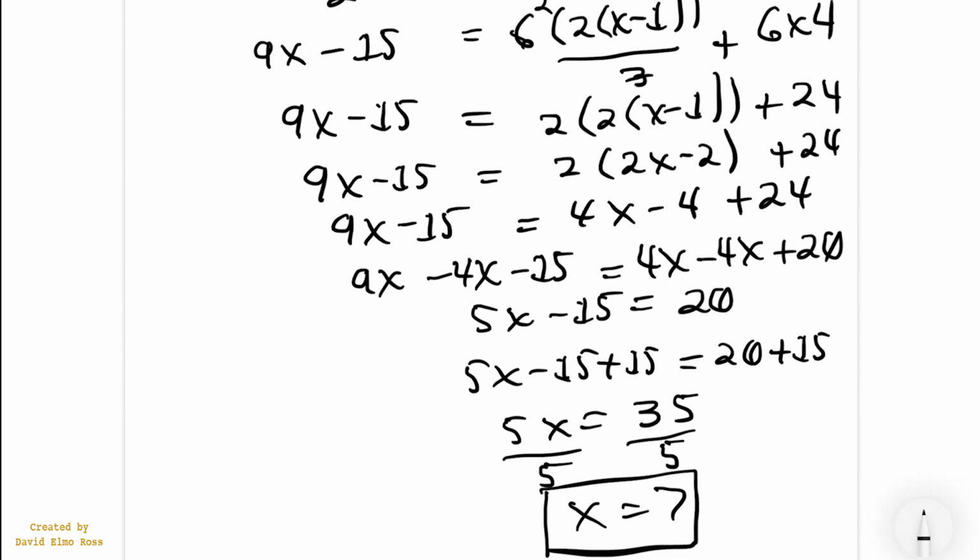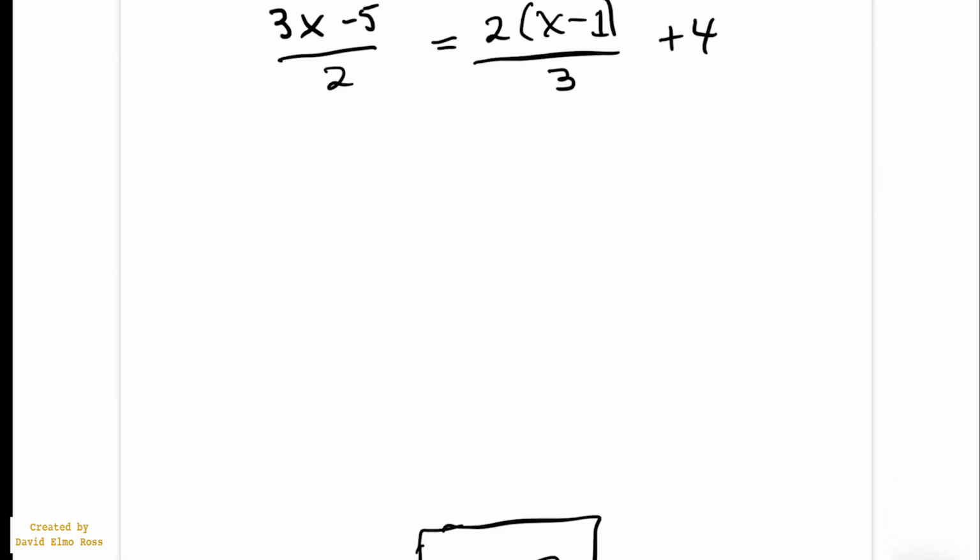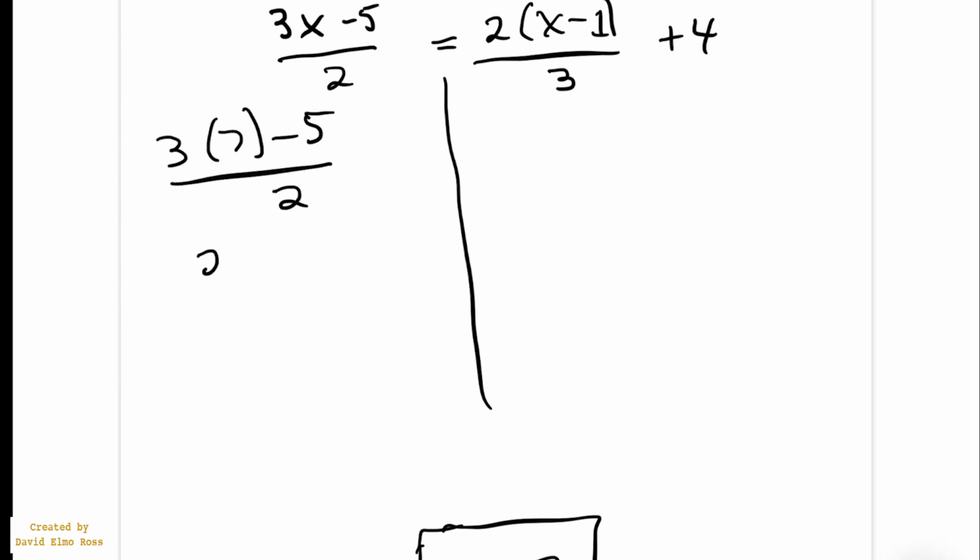Next thing we have to do is check to make sure the left side and the right side match up. To check out our solution, let's take a look at the left side. And this is 3 times 7 minus 5 over 2, which is 21 minus 5 over 2, which is 16 over 2, which is equal to 8.